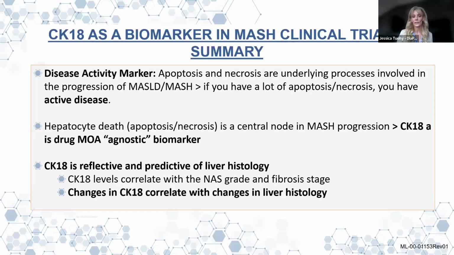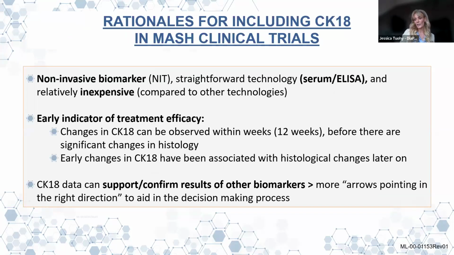So CK18 levels correlate with both the NAS grade and fibrosis stage, and changes in CK18 correlate with changes in liver histology. And just some rationale for including CK18 in MASH clinical trials. First of all, it's a non-invasive biomarker. You don't need a biopsy. It uses straightforward technology. ELISAs are very widely available. It uses serum or plasma as a sample. So if you're already collecting serum or plasma samples, it's super easy to just tag on a CK18 assay. And it's relatively inexpensive, at least compared to some of the other technologies that are available.